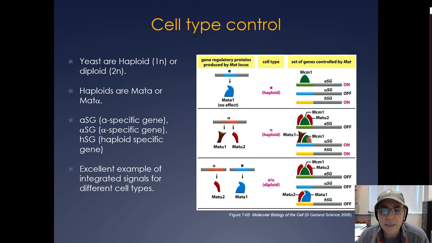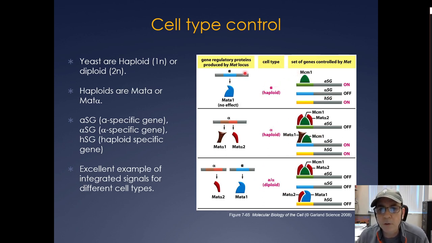Yeast can exist in three different cell types. There are two haploids, an a cell and an alpha cell, and then there's a diploid, which is considered a/alpha. The haploids have one copy of each chromosome, and the mating type can either be little a or alpha. And the diploid exists as a/alpha. That leads to different genes: you can have a-specific genes, ASG over here, alpha-specific genes, or haploid-specific genes. And depending on the cell type, you'll get expression of the genes.